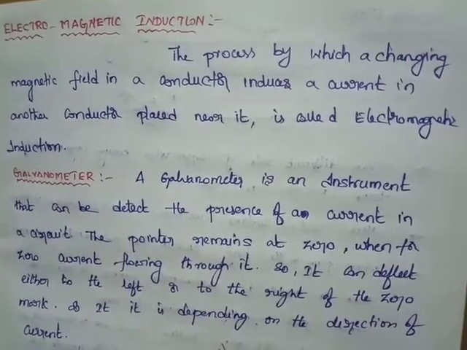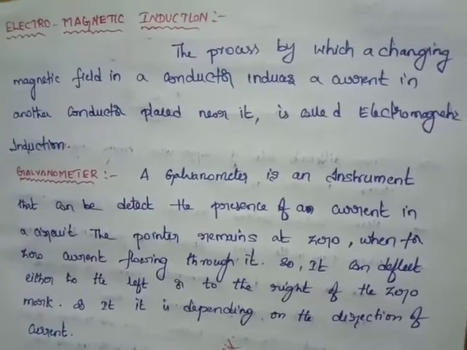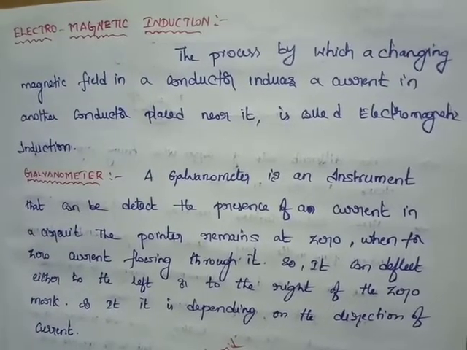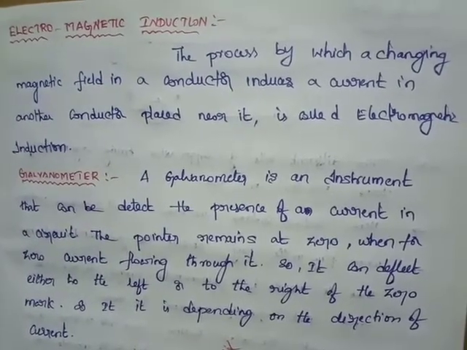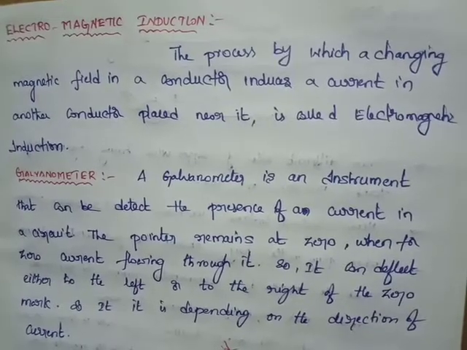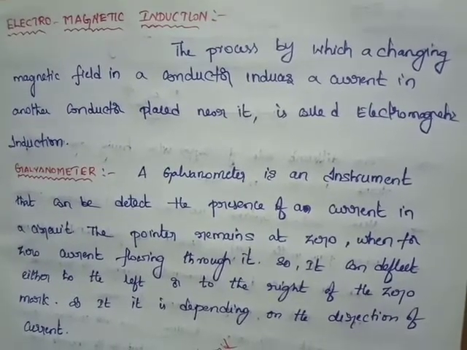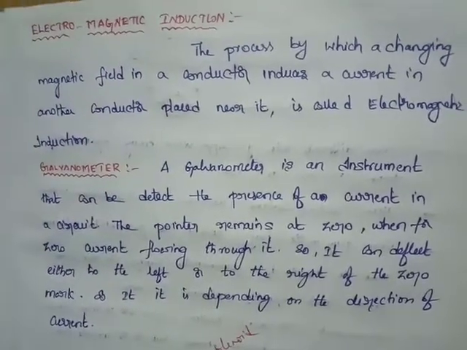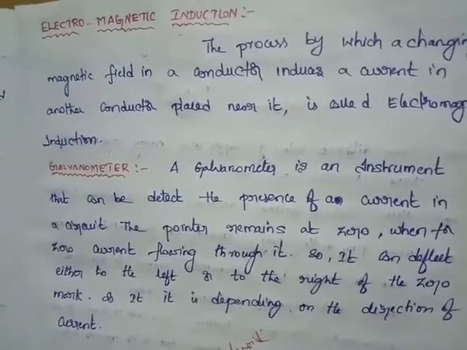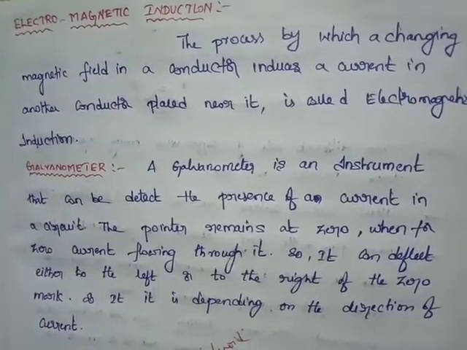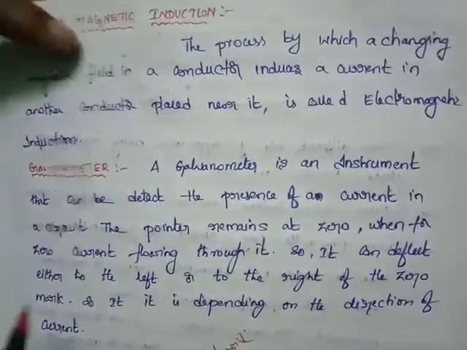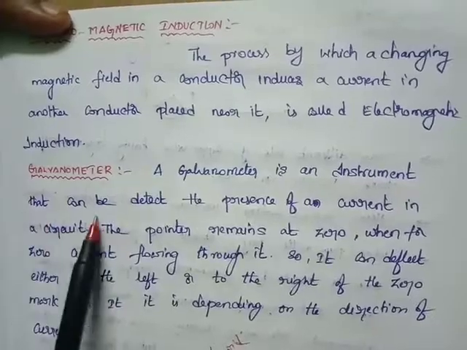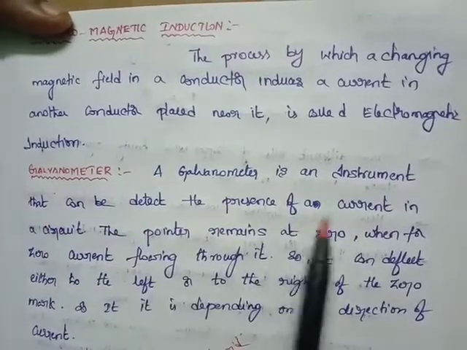So here we can observe how it works. The magnet is placed near the conductor. How can current be produced in that conductor? Let's see how we can observe that. We will use an instrument called a galvanometer.